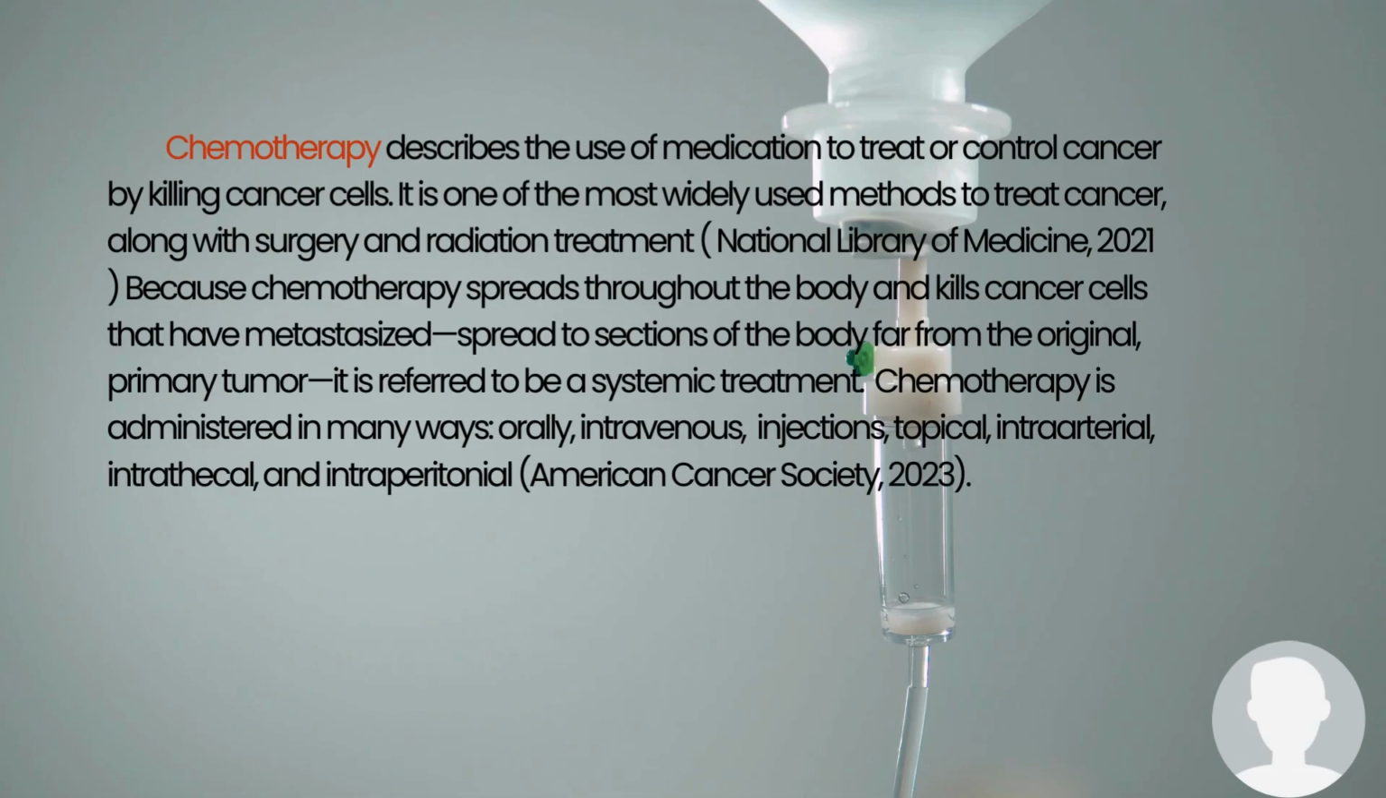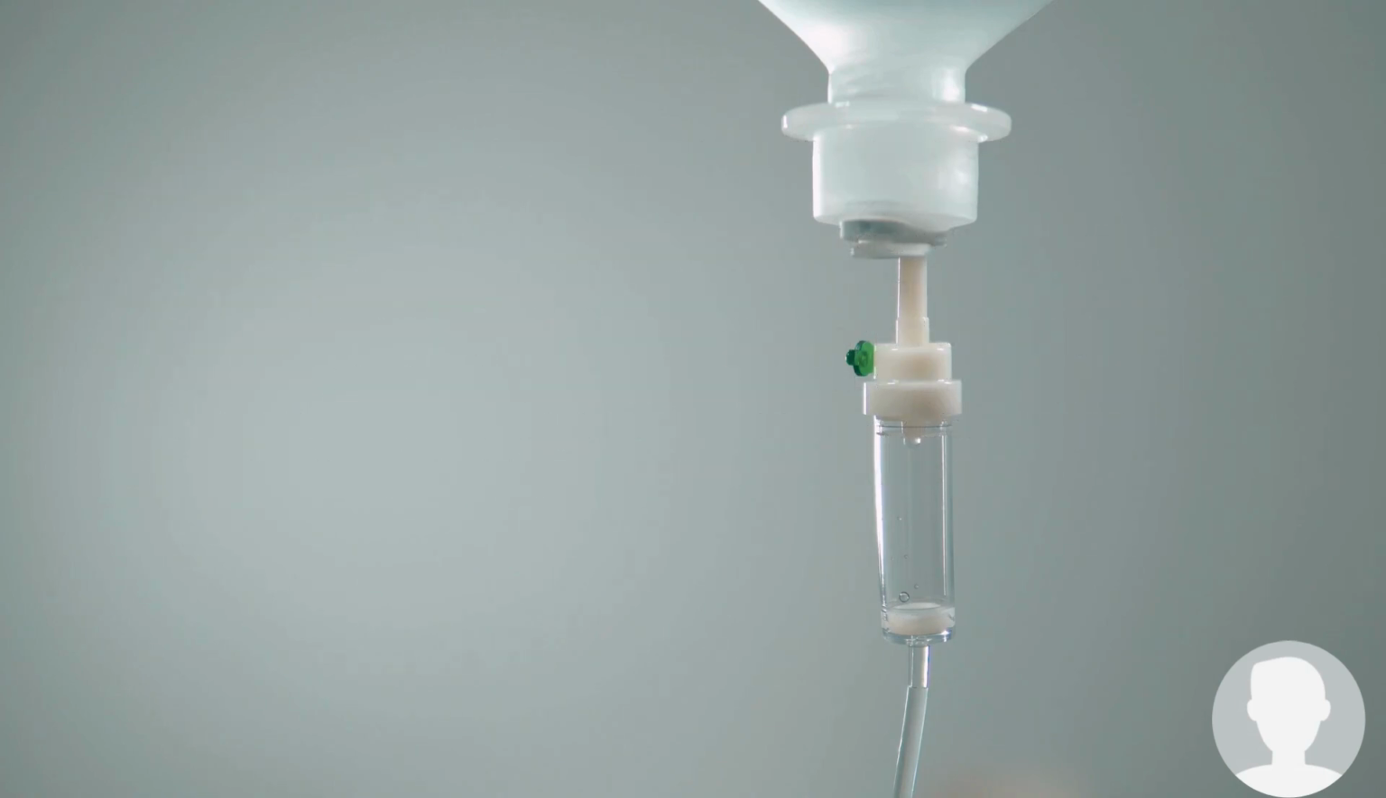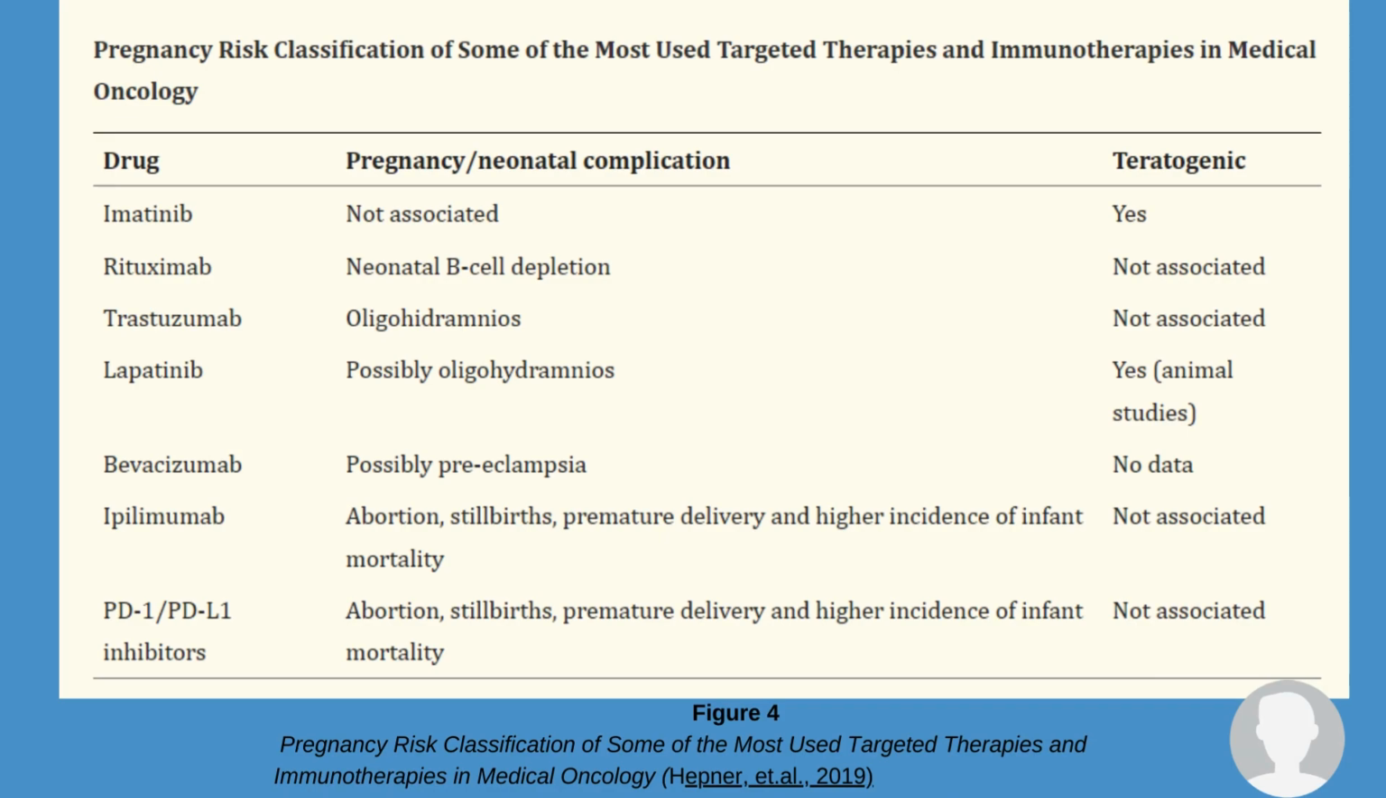Chemotherapy is administered in many ways: orally, intravenous, injections, topical, intraarterial, intrathecal, and intraperitoneal. These are the common substances that are used for chemotherapy, most causing abortion and stillbirths, but imatinib and lapatinib are producing teratogenic effects.